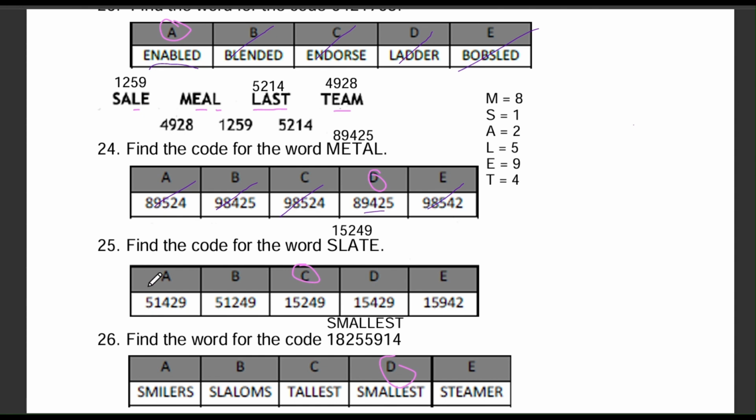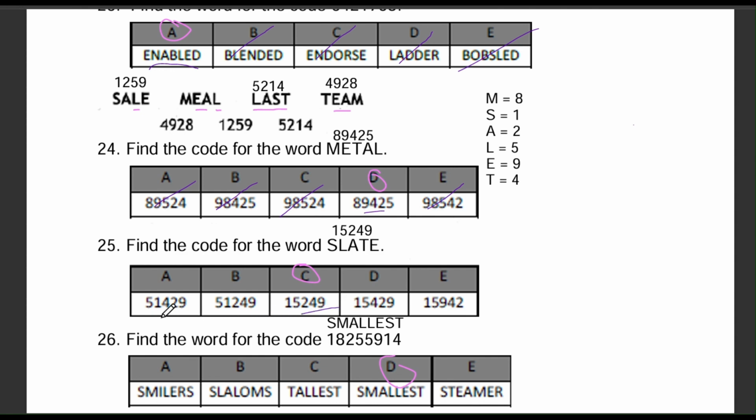Question 25. Find the code for the word slate. Our options are A, 51429, B, 51249, C, 15249, D, 15429, E, 15942. The correct answer is C.